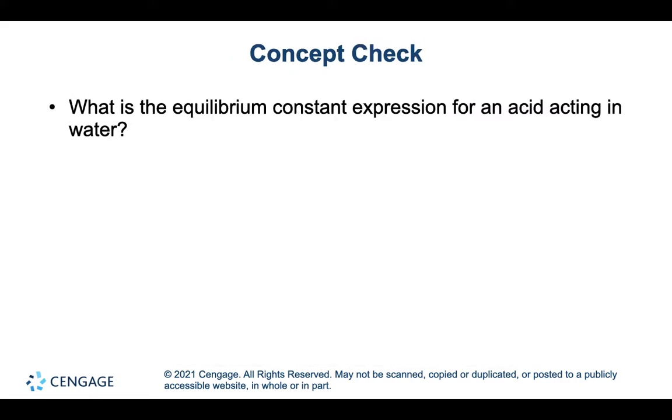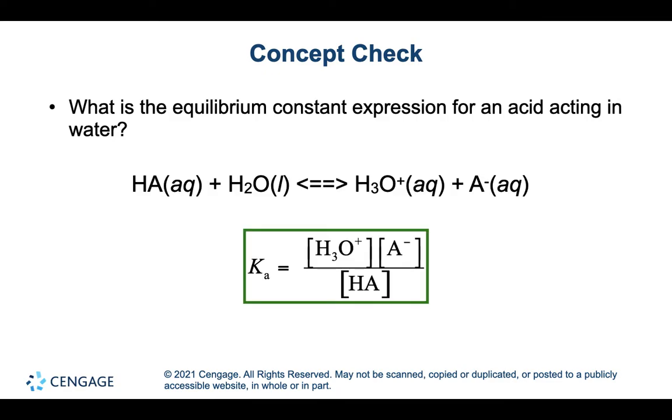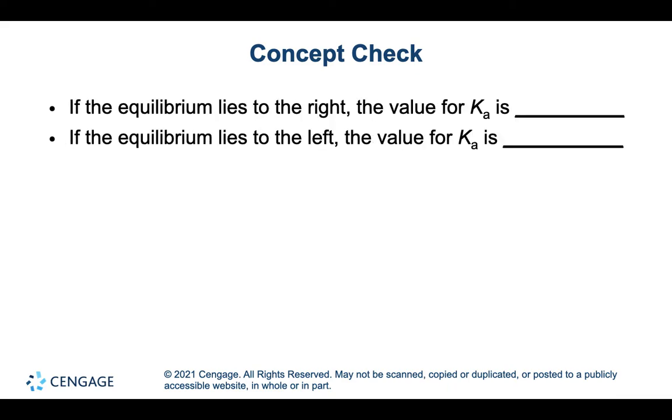So what is the equilibrium constant expression for an acid acting in water? Let's remind ourselves, acid in water, HA generically, makes H3O plus plus A minus, so the equilibrium constant expression would be Ka equals H3O plus times A minus over HA, or if you want to shorten it down, H plus times A minus over HA, and usually we do want to shorten it.